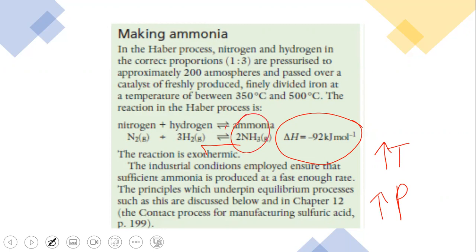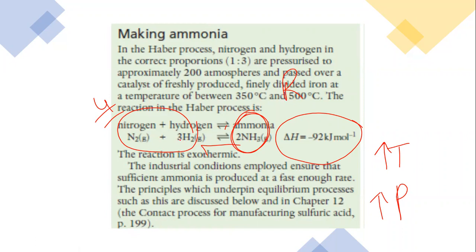That is towards the right-hand side. It will go to the right side, because over here you have 2 and over here you have 4. 3 plus 1 is 4. So on the right side you have 2 of ammonia. On the left side, you have a total of 4, 3 of hydrogen and 1 of nitrogen.